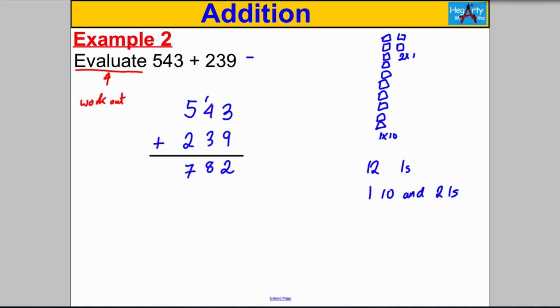So let's go up here and let's write our final answer. We think it's 782, and let's just check it's right. That's about 550, that's about 240, 550 add 240 is about 790. That seems correct. Another example.